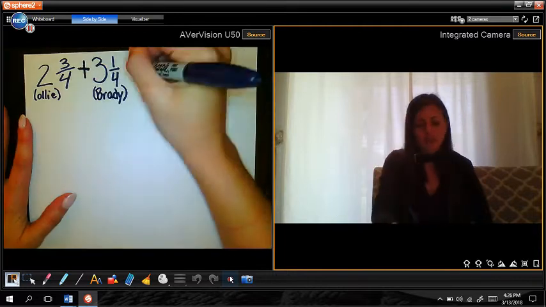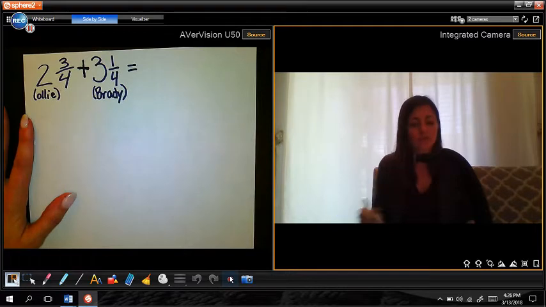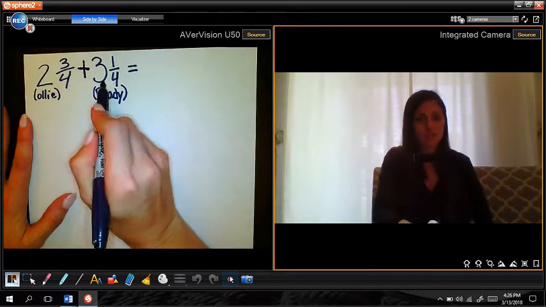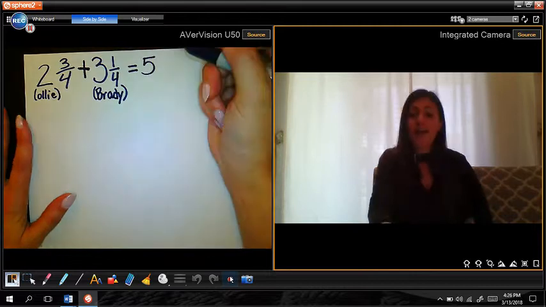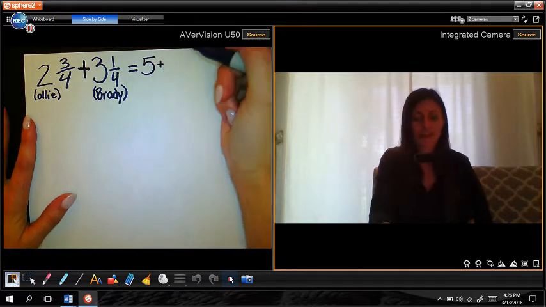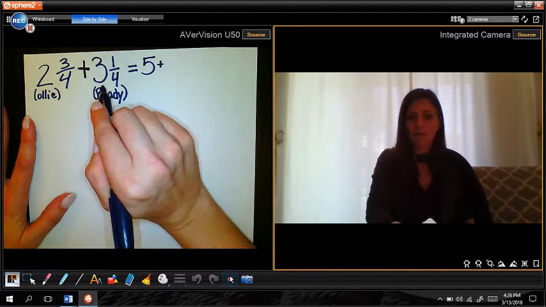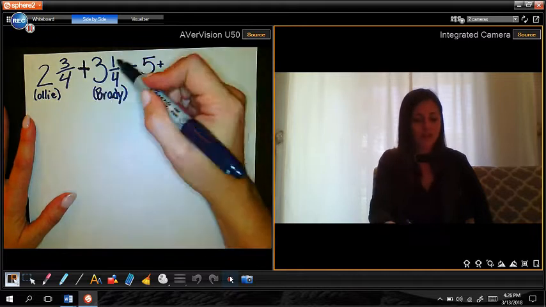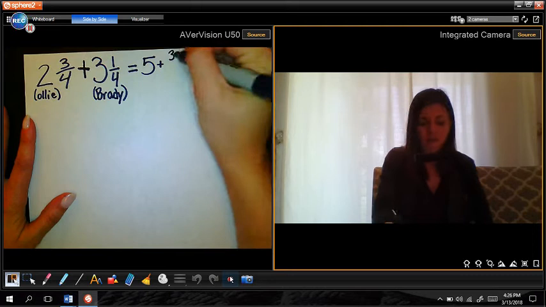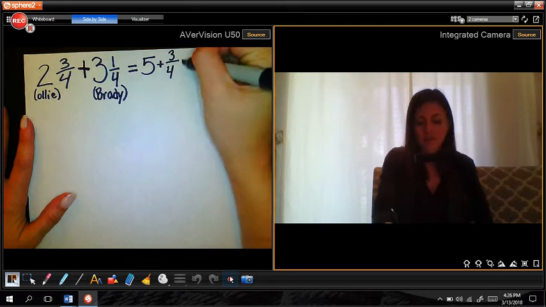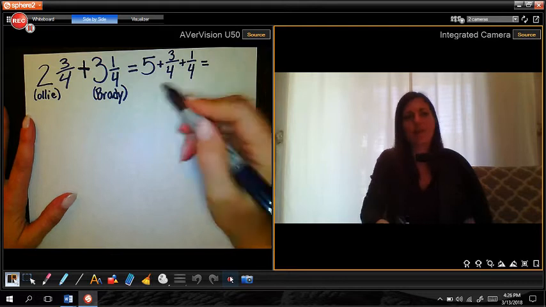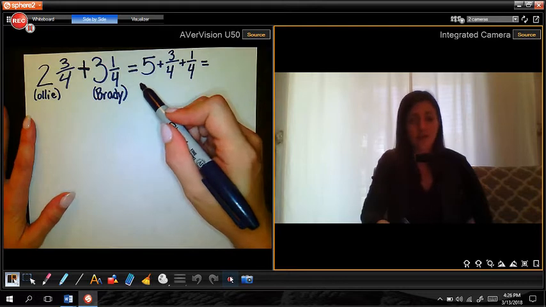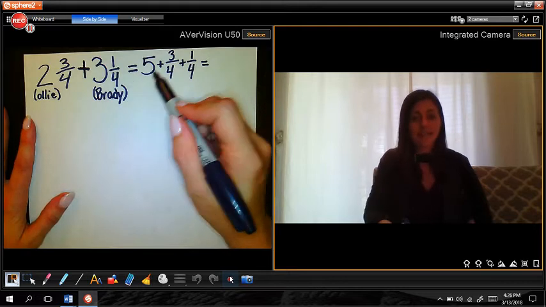So to do this, we know we start with our whole numbers. We're going to start and add 2 plus 3. 2 plus 3 gives me 5. Now I'm going to add that answer to the fraction part of my mixed numbers. So I have 5 plus 3/4 plus 1/4. Now you'll notice our 5 doesn't have a denominator because it's a whole number. So we're not going to worry about adding that in yet.